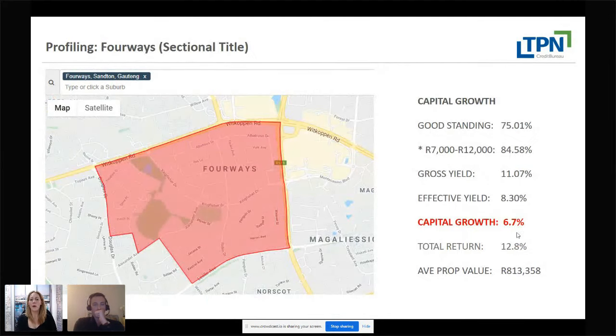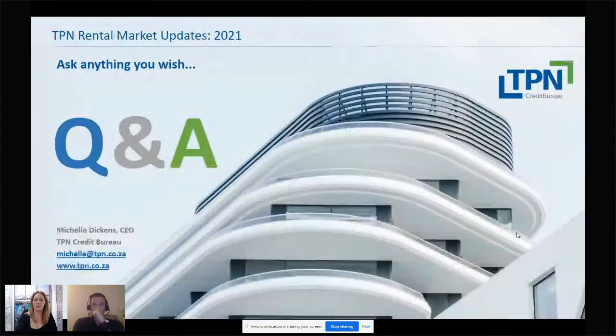Sure. Then we did 4 ways. Four ways, we spoke about capital growth in this particular area. We've got a good standing ratio of 70%. The best performing is 7 to 12,000. Our gross yield is only 11%, but our effective yield remains at 8.3%, given our delinquencies are low. Our capital growth at 6.7%, so our total return is 12.8%.